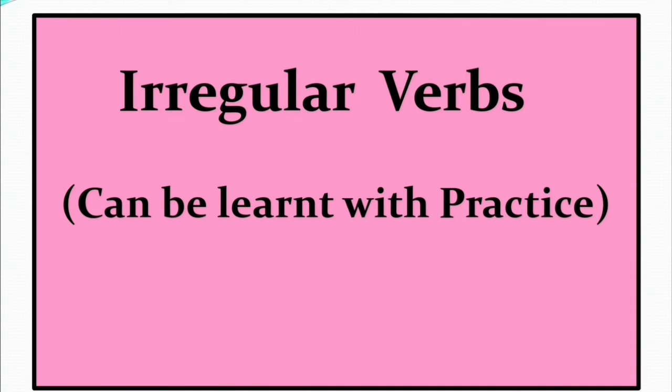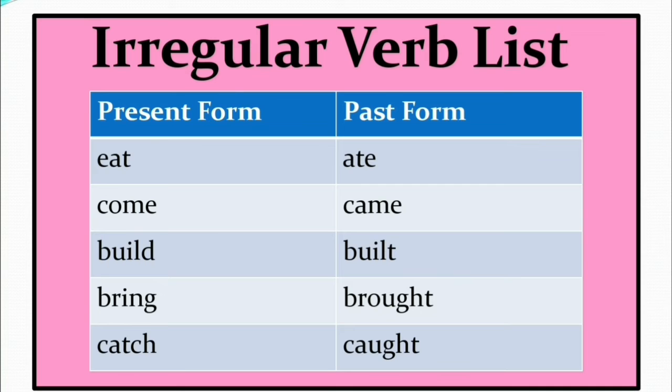So irregular verbs, there is an instruction for you that irregular verbs can be learned with practice. That means they have such a type of nature that we need to practice them, then we have to memorize them. Okay, we cannot follow any rules, we cannot follow that we have to add d or ed. There is no basic rule. So let's see what the irregular verbs are. So you can see here the present form of some verbs and the past form of the verb.